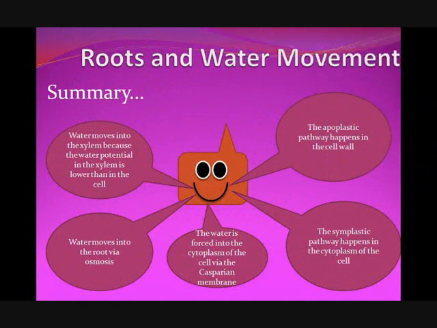So, to sum up, water enters the root hair cell via osmosis. The apoplastic pathway occurs in the cell wall, and the water in this pathway finishes up in the cytoplasm because of the Casparian strip. The symplastic pathway occurs in the cytoplasm and creates a continuous water potential gradient from the root hair cell through to the xylem. Water moves into the xylem via osmosis because of a water potential gradient caused by the active transport of ions.